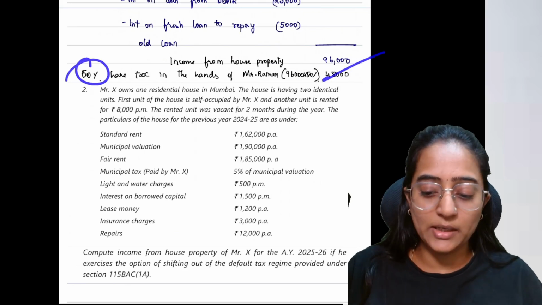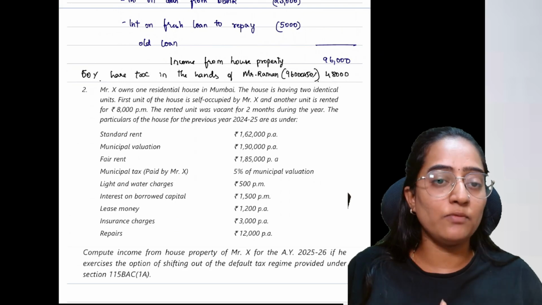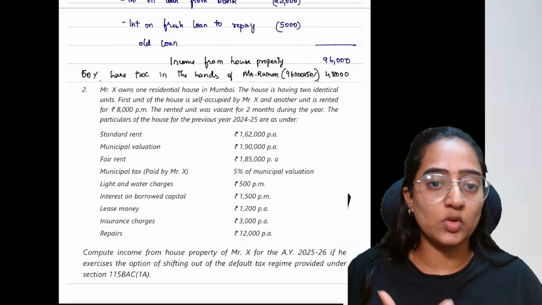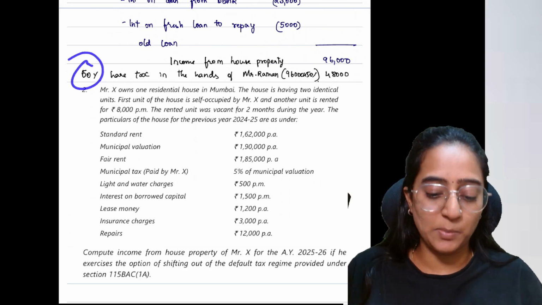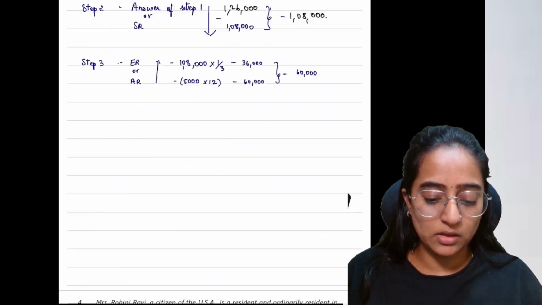Make sure that you are splitting that 96,000 rupees to Raman and others. If they give any information as identical or anything like 1/3, 2/3, take it. Otherwise, please take it as 50% and close. Okay, I've done question 1, 2. Question 3 is also done.